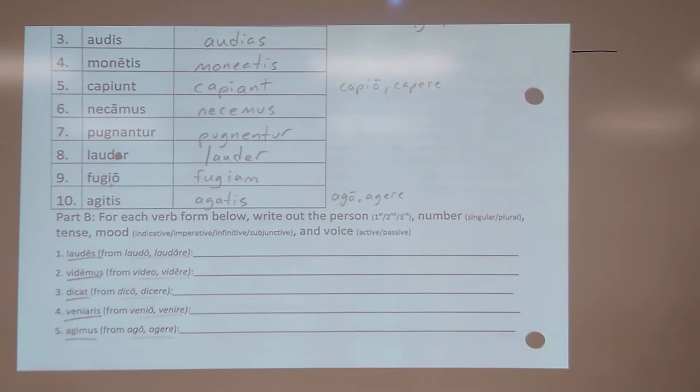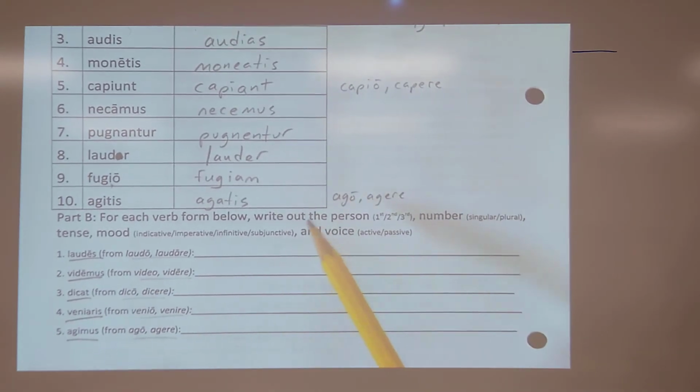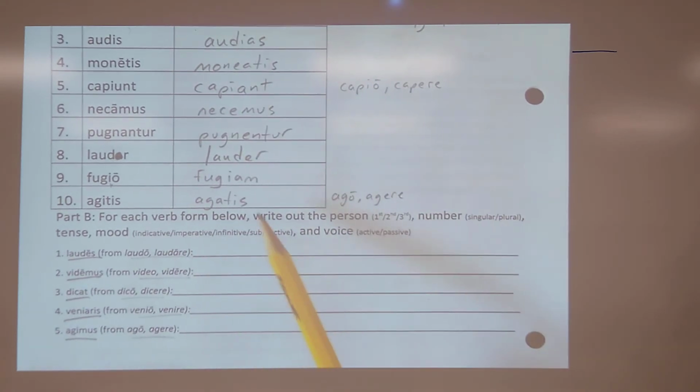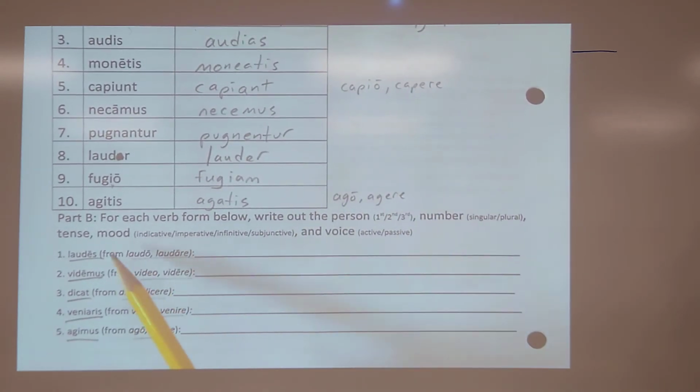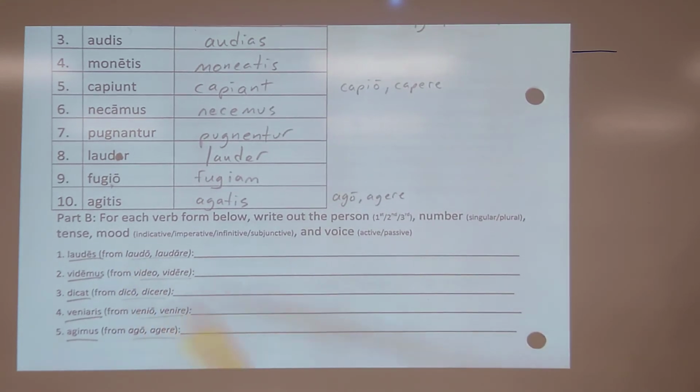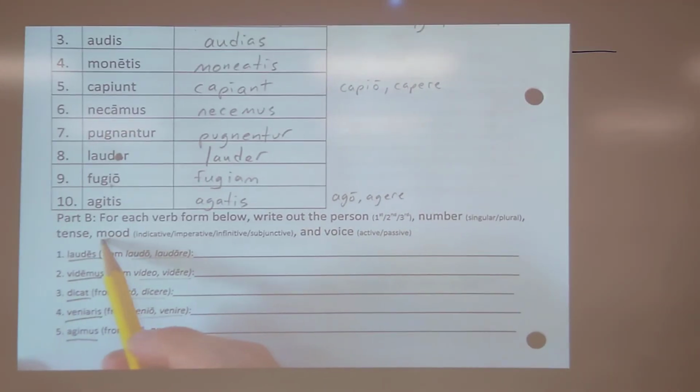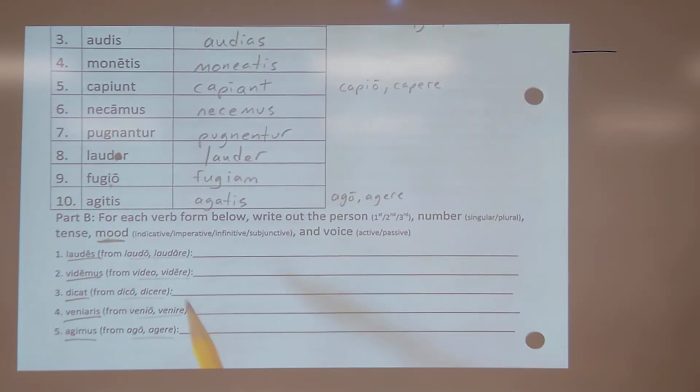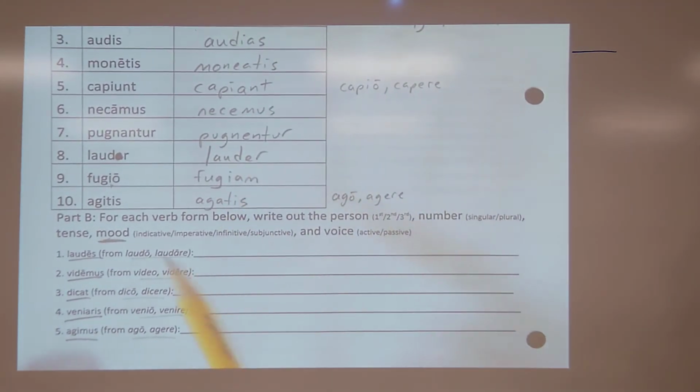I think the main point here, since we've already gone through the previous exercises and looked at how to find the 5 characteristics for each verb, is that we're just going to look really quickly at how to tell the mood just by looking at it. So sort of the reverse of what we've done up here.